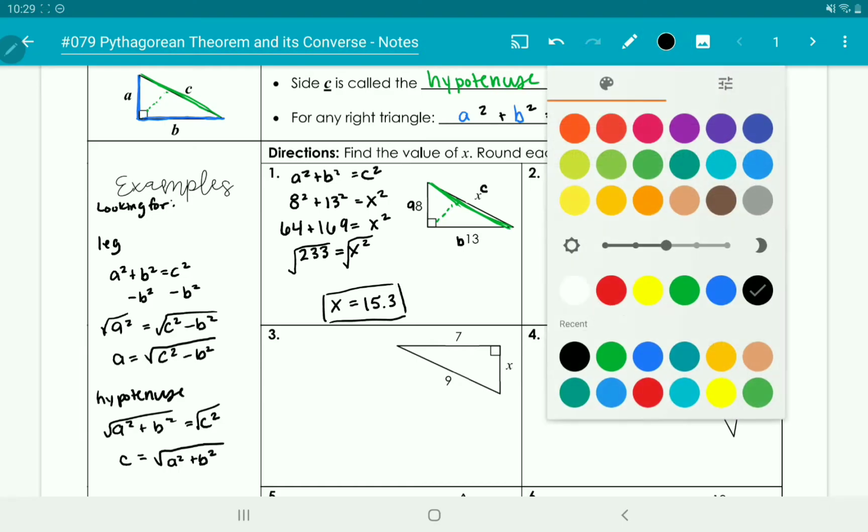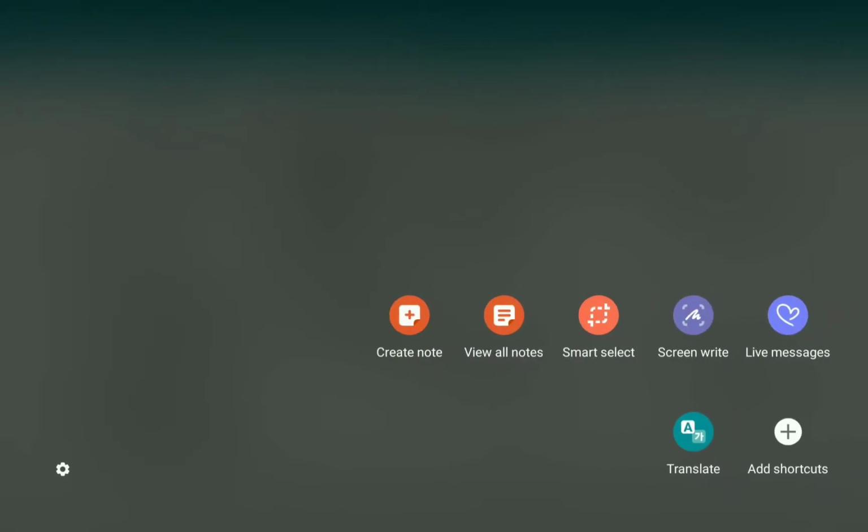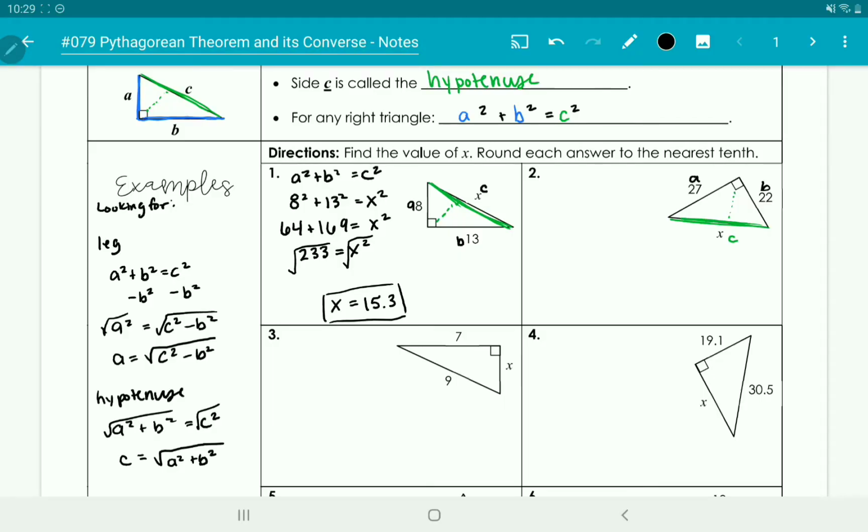Now, I'm going to mark that this here is the hypotenuse directly across. So that's going to be C. The legs are going to be A and B. I now want you to pause the video and try number 2 on your own. Go ahead and solve for the hypotenuse on your own.